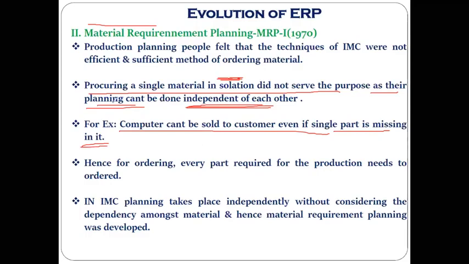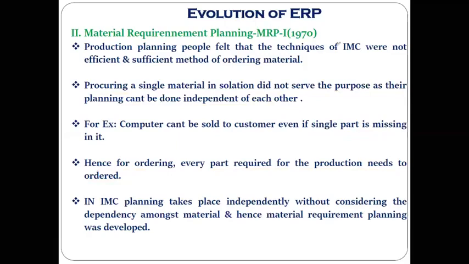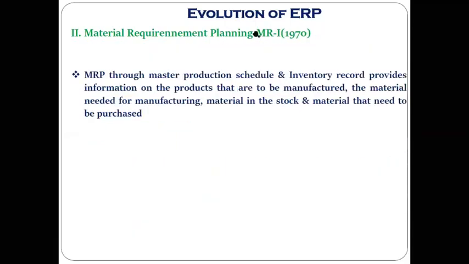Yes, sir. And this has become possible in material requirement planning, because of utilizing this kind of information system, the second stage information system. It became possible for a company to give the order of all the material at a time instead of giving the order of material in isolation one by one. Hence for the ordering, every part required for the production needs to be ordered at a time. And this particular aim is satisfied by the second stage of information system, that is nothing but our second information system, the material requirement planning.